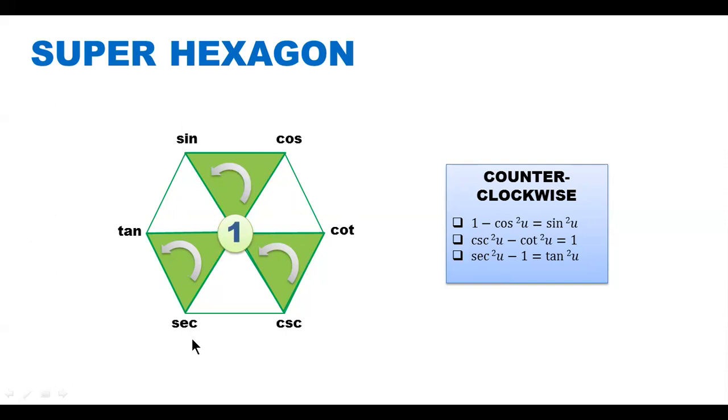Second triangle, ang second triangle niya, ito. So you have cosecant squared u minus cotangent squared u, that is equal to 1. And finally, you have secant squared u minus 1, that is equal to tangent squared u. Okay? Ganun lang din, pero at least yung Super Hex natin ay very very very helpful para makuha natin yung mga identities na hindi na natin kailangang i-memorize. Titingnan lang natin yung Super Hex na to at alamin natin ano nga ba yung flow para makuha yung sine squared u in this case, 'di ba?